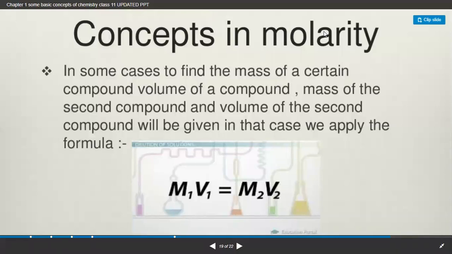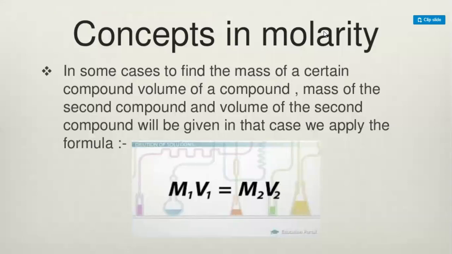Concept in molarity. In some cases, to find the mass of a certain compound, the volume of a compound, the mass of the second compound and the volume of the second compound will be given like this. If you have two different compounds and volumes, the mass of the first compound and volume will be written as M1 V1, so that we can differentiate between the masses and volumes of the components.